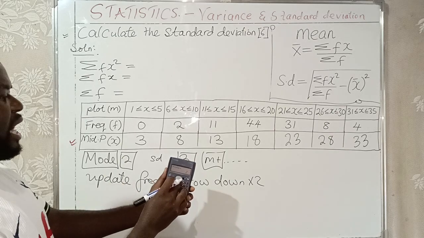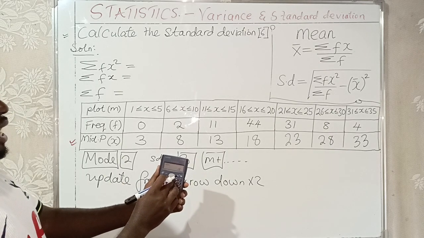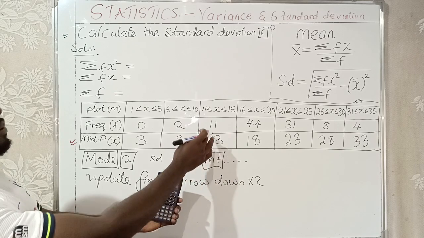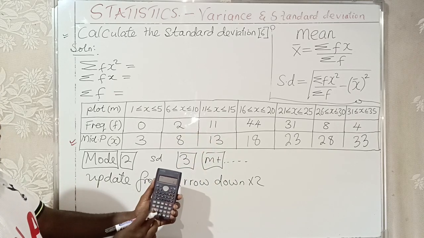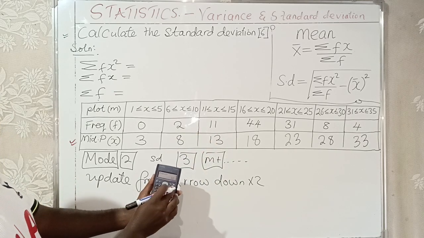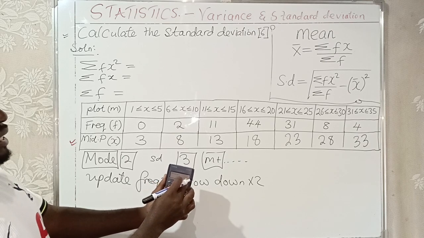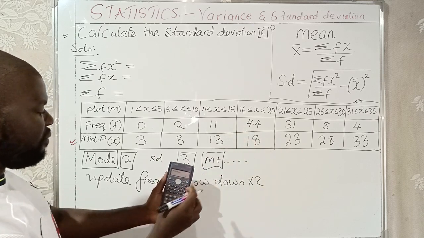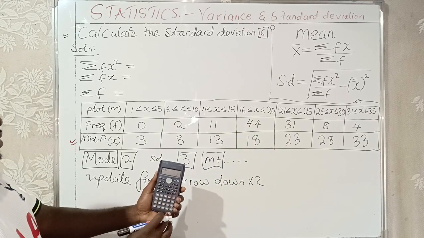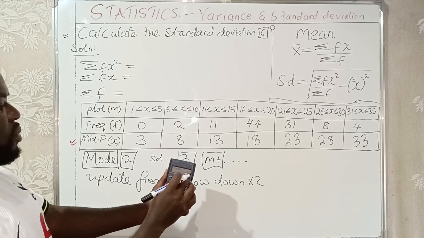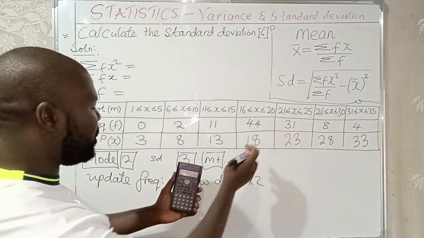So again, arrow down, frequency 3, there is a 1 here, we need to update it to 11. So we say 11 equals. Again, arrow down 18, arrow down 1. This is the default one, we need to update it to 44. So we say 44 equals. Arrow down 23, arrow down 1. We need to update this one to 31.